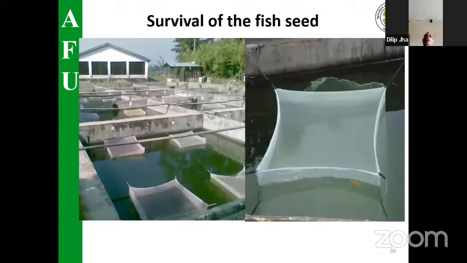Next, juvenile survival is also a great problem, not only in India, but in Nepal and other countries in Asia, everywhere. From what I have seen, I have conducted one research experiment, and hapa rearing suited best. Hapa rearing is beneficial. Even in the normal range, you can get around 50% juvenile survival in carps, which is really great.